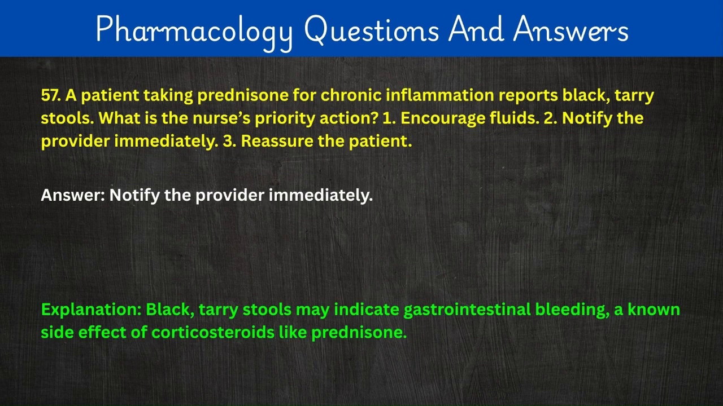57. A patient taking prednisone for chronic inflammation reports black, tarry stools. What is the nurse's priority action? 1. Encourage fluids. 2. Notify the provider immediately. 3. Reassure the patient. Answer: Notify the provider immediately. Explanation: Black, tarry stools may indicate gastrointestinal bleeding, a known side effect of corticosteroids like prednisone.